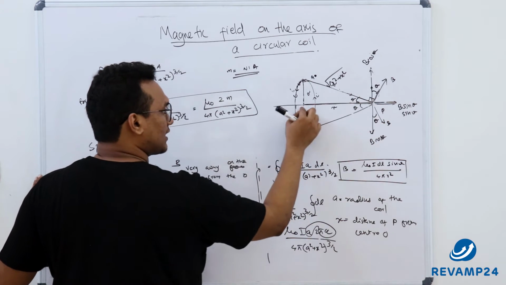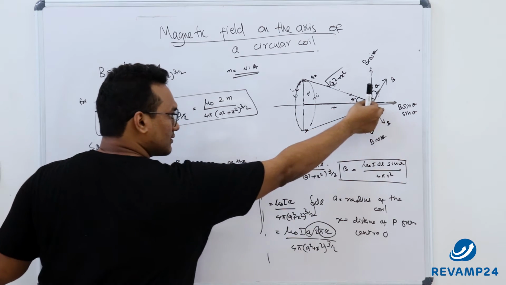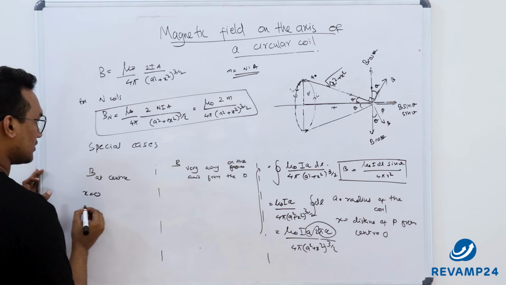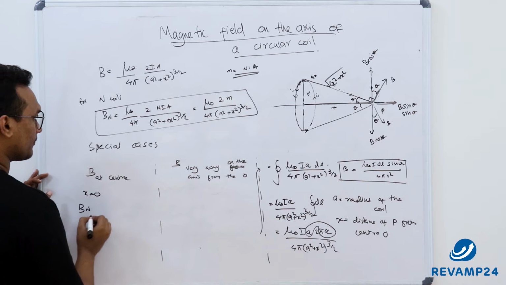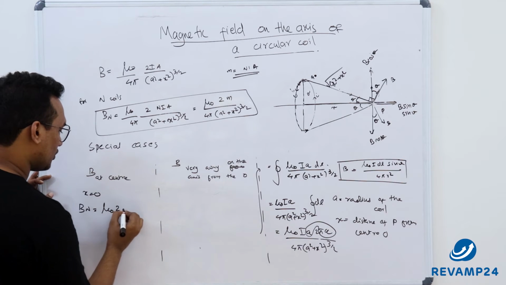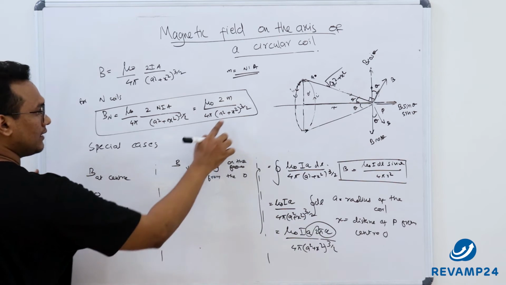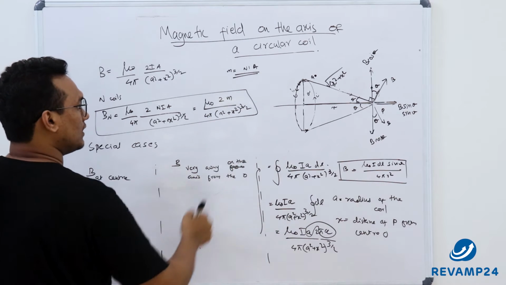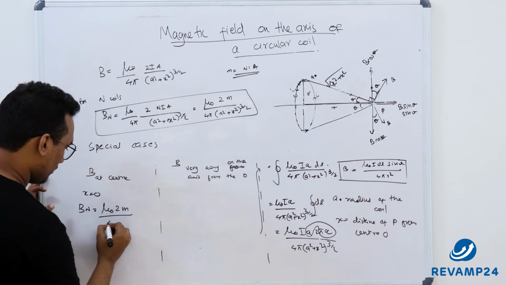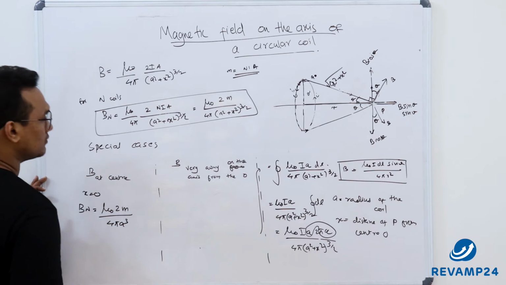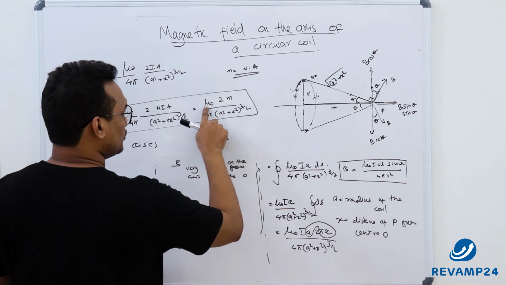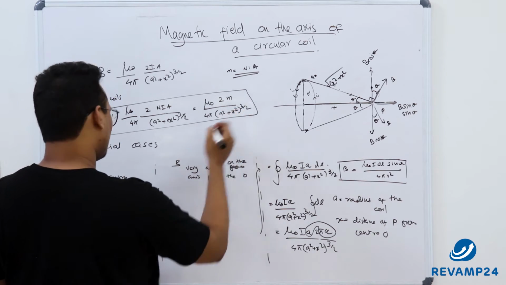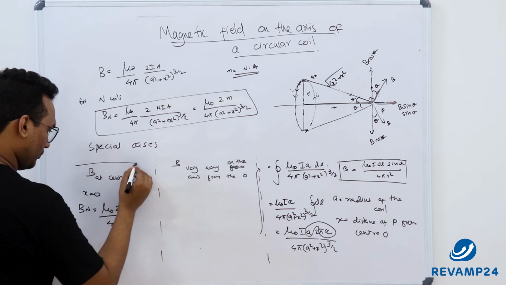At the center, when the point comes to the center, x will become 0. Substitute x = 0 in this equation. B will become mu 0 into 2m divided by 4 pi, x is 0, so this will become a square the whole power 3 by 2. The 2 and 2 will cancel, and that will become a cube. Very important.